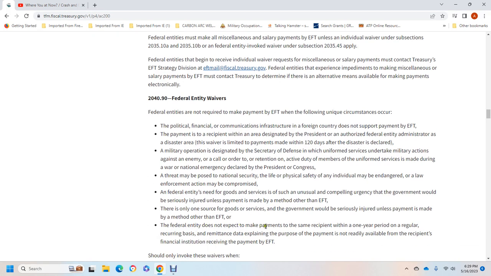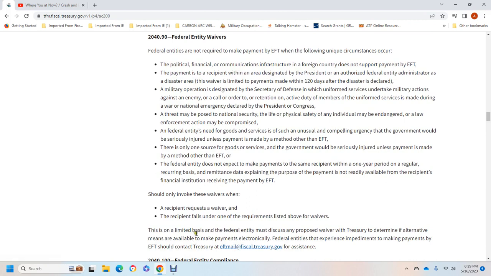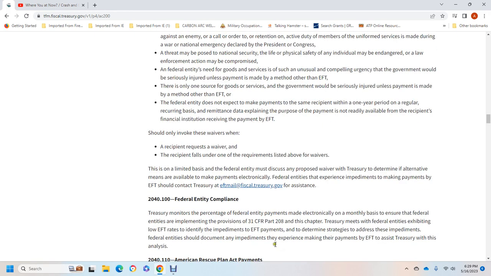The federal entity does not expect to make a payment to the same recipient within a 1 year period, or the regular acquiring base for the remittance, explaining the purpose of the payment, is not readily available to the recipient's financial institution receiving the electronic fund transfer. Should a federal entity invoke the waiver, the recipient's request for the waiver must fall under one of the requirements listed above, and the waiver is limited. The federal entity may discover that any of the proposed waiver circumstances apply and should contact the Treasury to determine if alternate means are available for the payment of electronic funds. A federal entity that experiences impediments to making payments by electronic fund transfer should contact Treasury with the EFTM mail, at the official Treasury.gov site, for assistance.